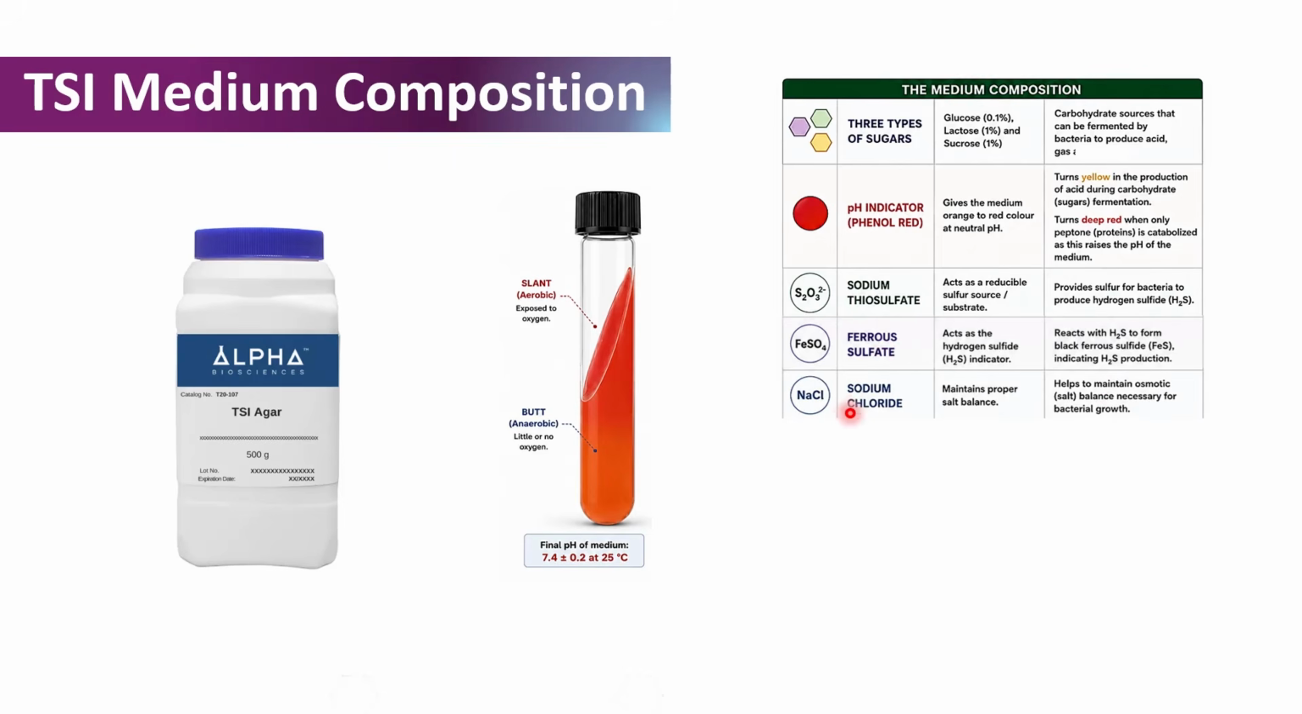The sodium chloride over here helps to maintain osmotic balance necessary for bacterial growth. The peptone serves as a source of nutrients, especially nitrogen, amino acids, and proteins, which support bacterial growth. And this peptone can also be broken down by bacteria to produce alkaline substances or byproducts that will cause an increase in the pH of the medium to change the color of the phenol red to deep red.